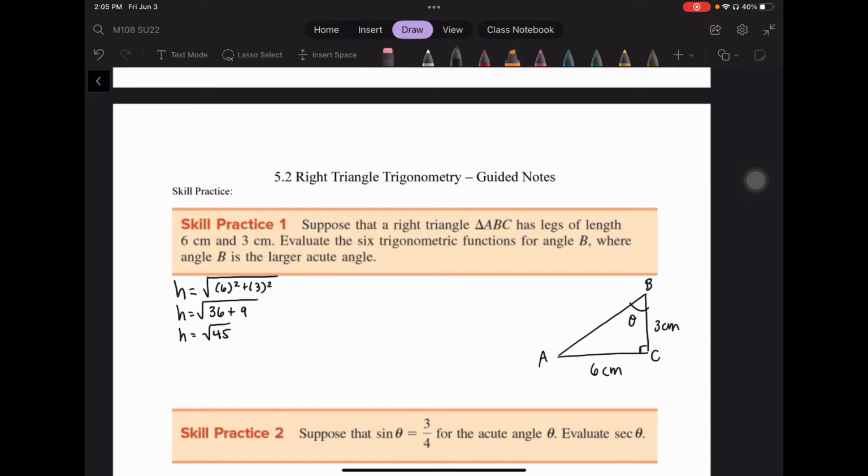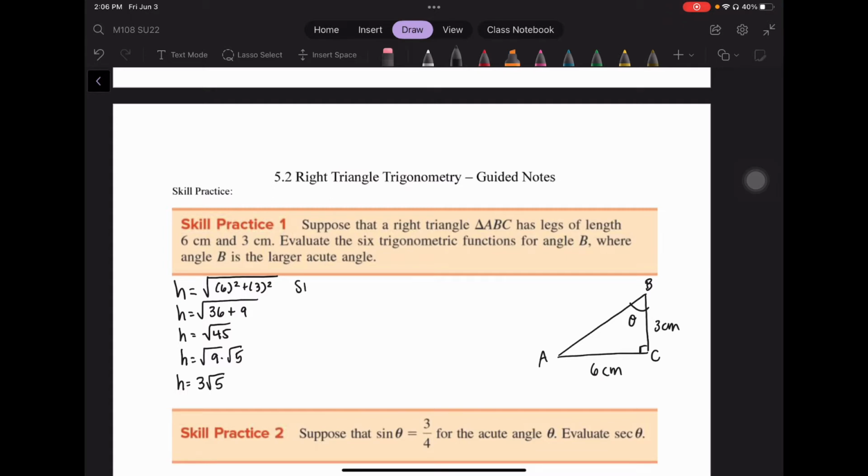The square root of 45 has a perfect square inside of it, as it is the square root of 9 times the square root of 5, because 9 times 5 is 45, and the square root of 9 is 3. So I would write that as 3 root 5. Now remember, we're going to be rationalizing our denominators here. We don't want to have any square roots in the denominator.